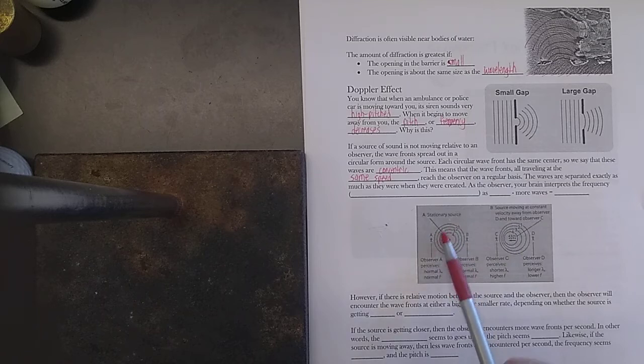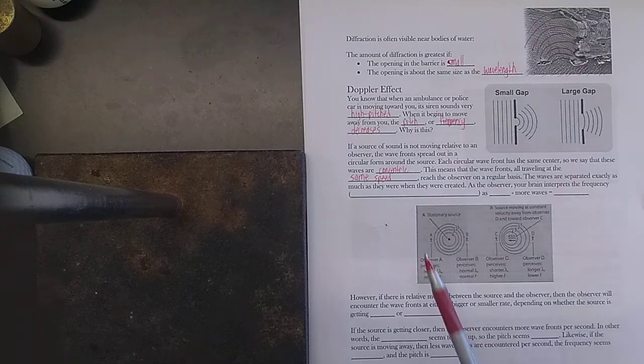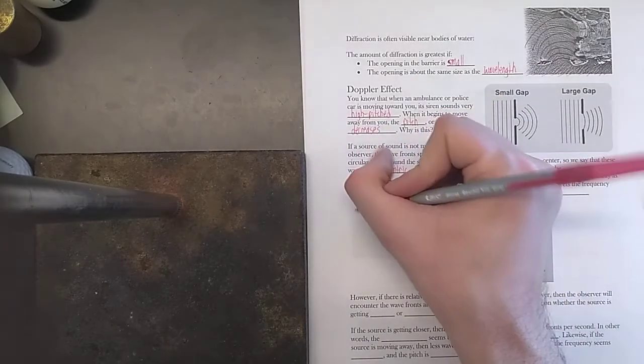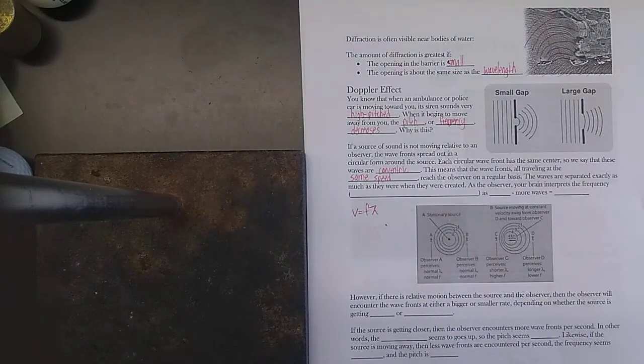All of these wave fronts, representing let's say the crests of the sound wave, are moving at the same speed, and we could measure the wavelength by looking at the distance between crests. If we do that, we could figure out the frequency. If we know the speed and we know the wavelength, we could figure out the frequency because we know that the speed is equal to the frequency multiplied by the wavelength.